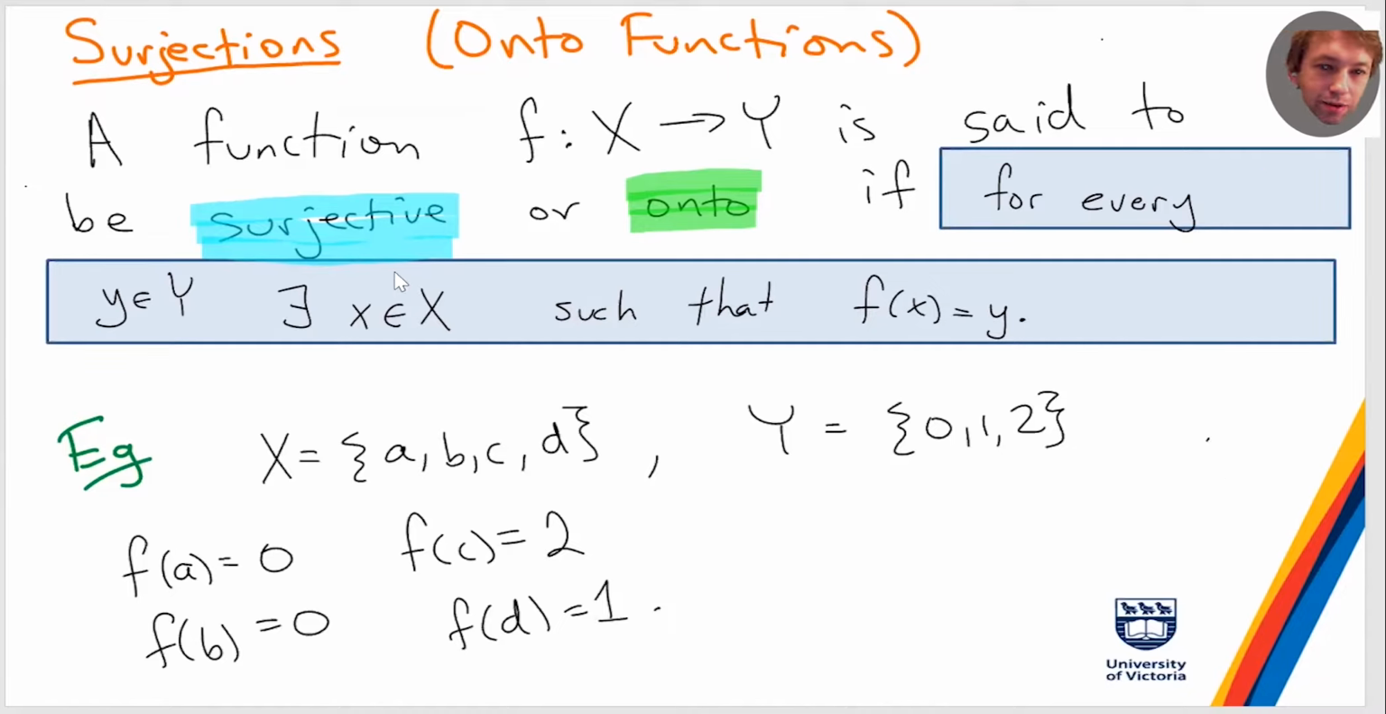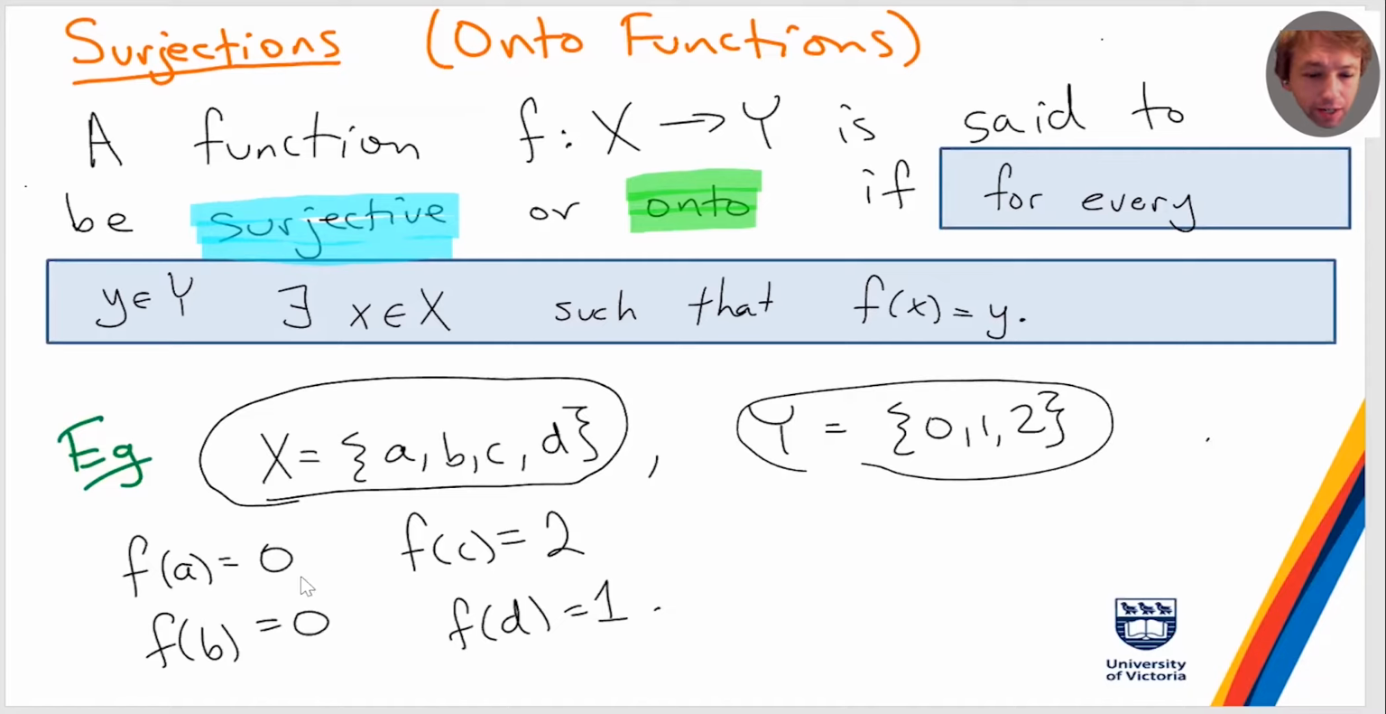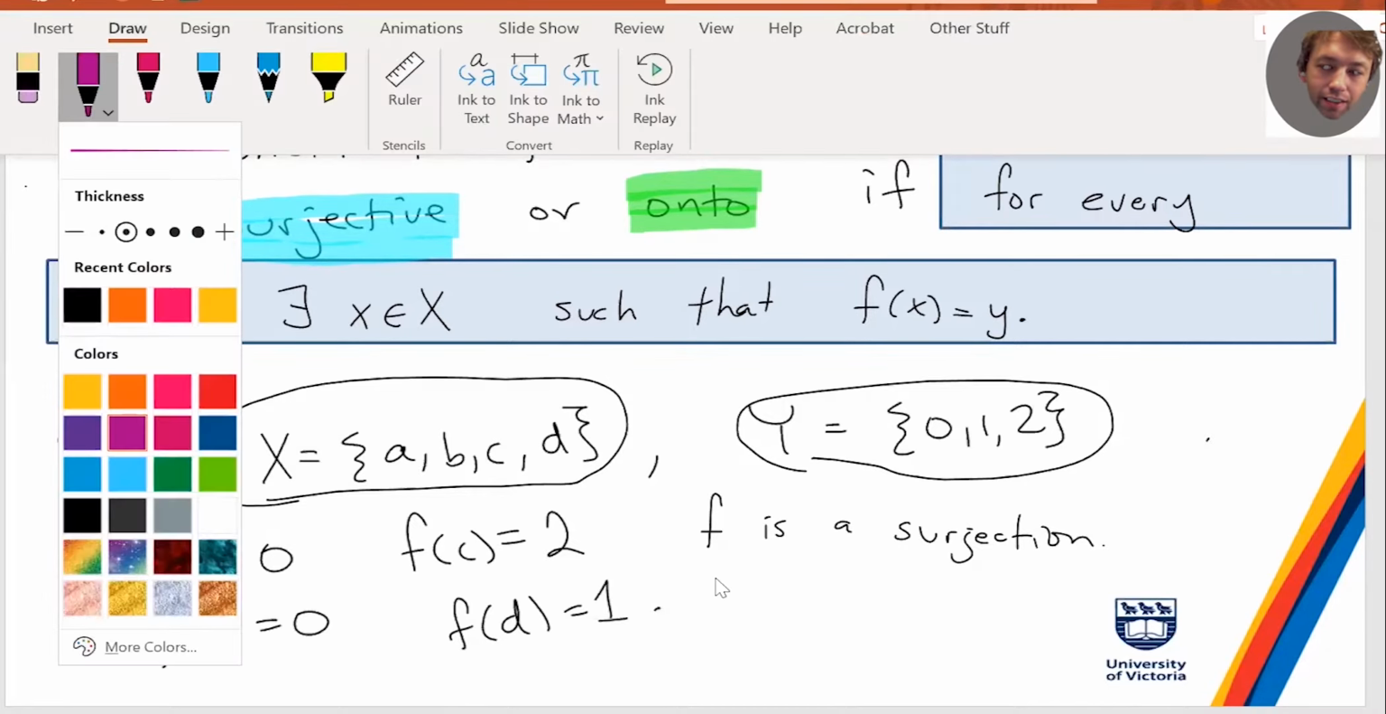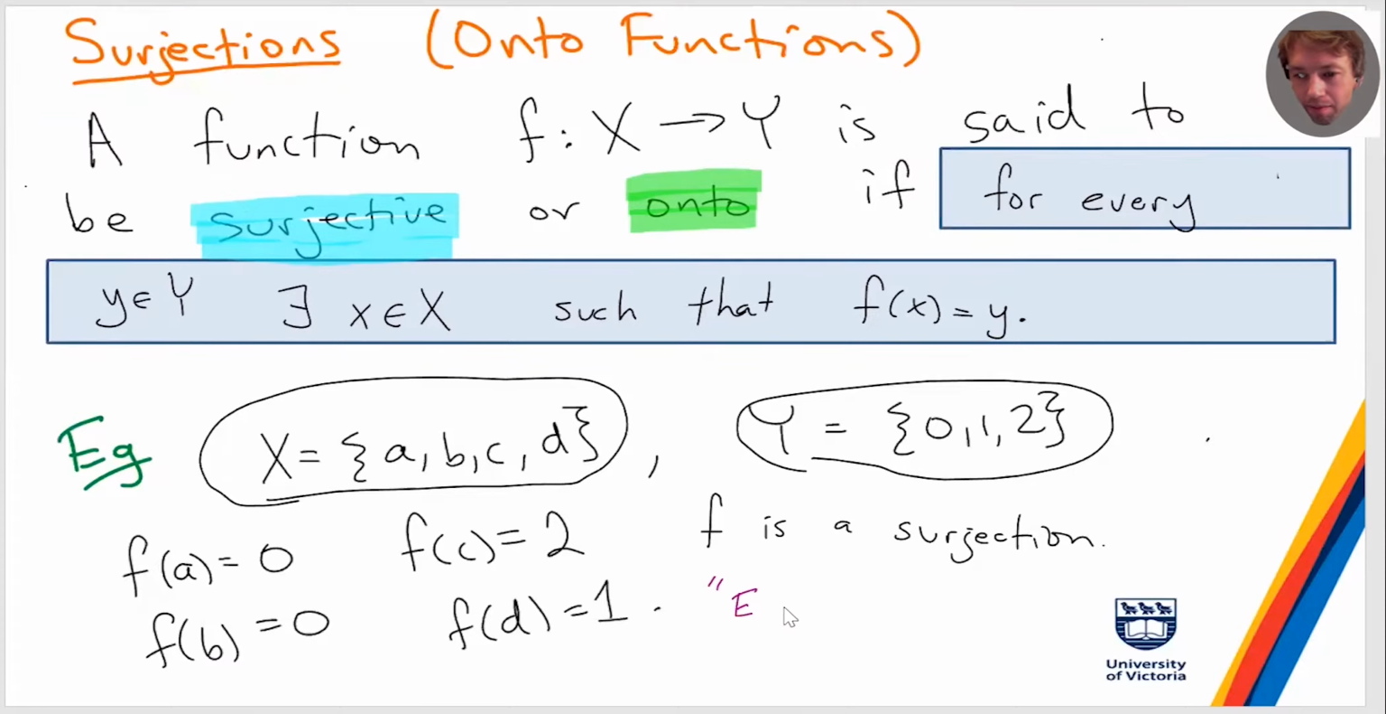As an example, let X be the set {a, b, c, d} and Y be the set {0, 1, 2}. If I define f of a as 0, f of b is 0, f of c is 2, f of d is 1, then f is a surjection. Why? The way I think about this informally in my head is that everything in Y gets hit by something, by the function.